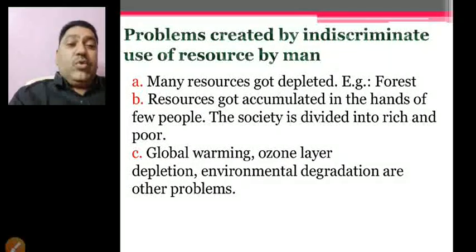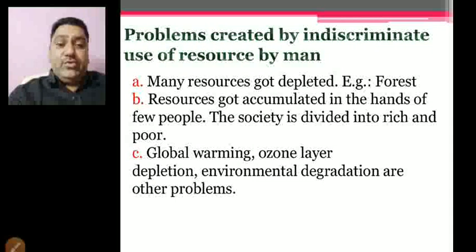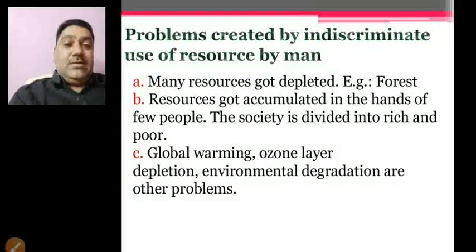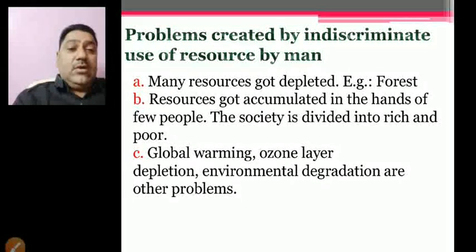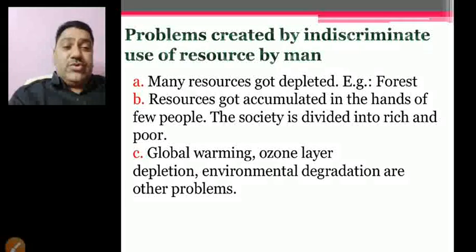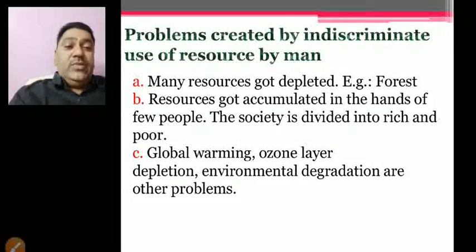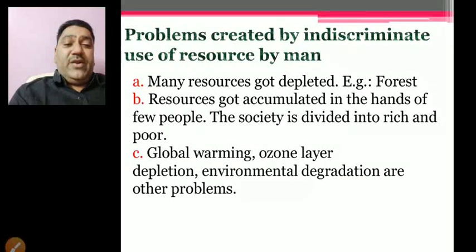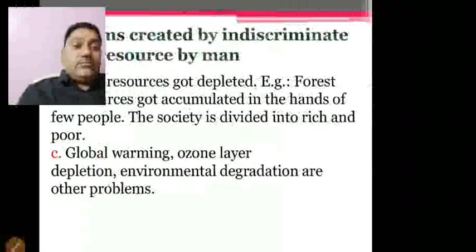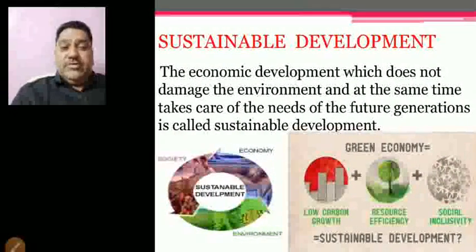Now, remember, student, what we think is resources are free gifts of nature, and because we have thought of them as free gifts of nature, we have used them indiscriminately, that is carelessly, and this careless use of resource created some problems, which includes resources getting depleted, like forest. Similarly, most of the resources are accumulated in the hands of only a few people, and because of this accumulation, society is divided into two groups, rich and poor, that is haves and have nots. And apart from that, global crisis or ecological crisis like global warming, ozone layer depletion, environmental degradation, etc. These are some problems related to indiscriminate use of resource.